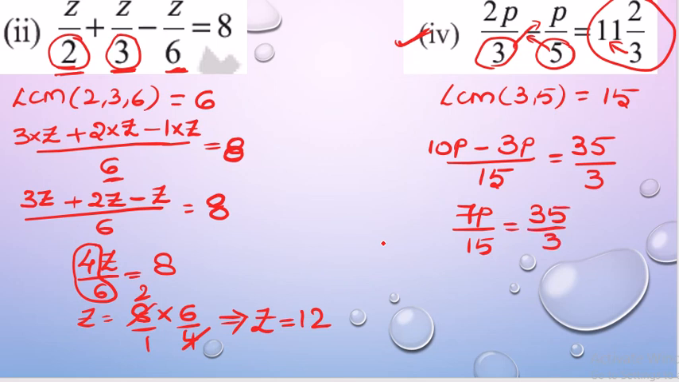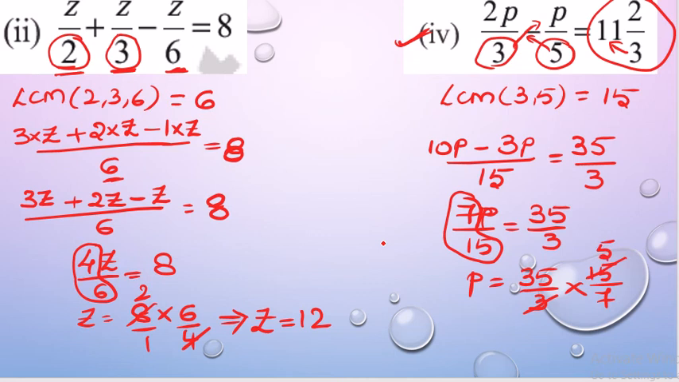Next, what can I do? Like the previous problem, here p is being multiplied with 7 by 15. When I transpose that, it becomes the reciprocal. That means p I can write as already 35 by 3 is on the right hand side, and this 7 by 15 if I transpose, it becomes 15 by 7. Now clearly, in the 3 table 15 gets cancelled 5 times. The same way in the 7 table 35 gets cancelled 5 times. So p is equal to 5 into 5, which is 25. So the value of p is 25 here.